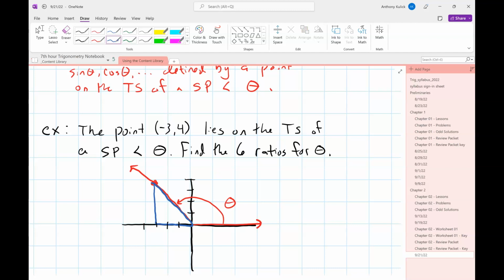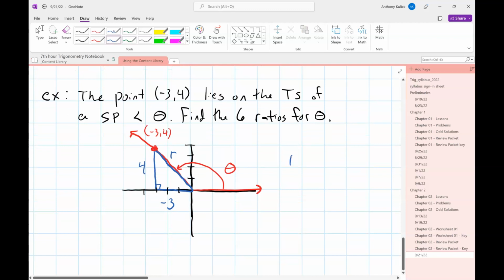If I go in and draw in my triangle, I know that the x side should be the same as the x coordinate, and the other side should be the same as the y coordinate. We called that side r. How did we find r again? Pythagorean theorem.